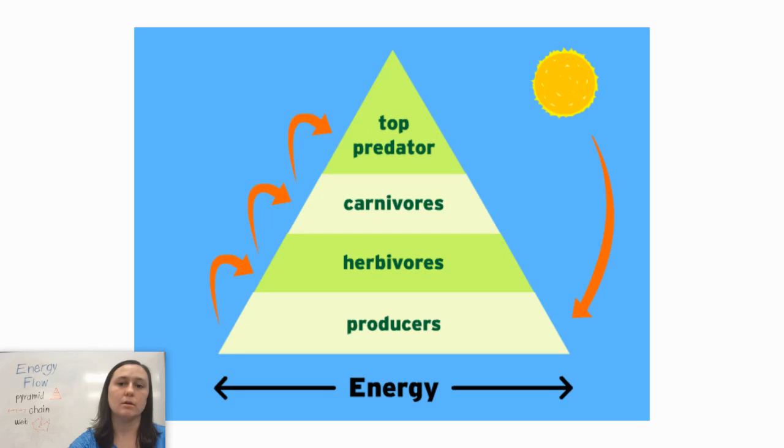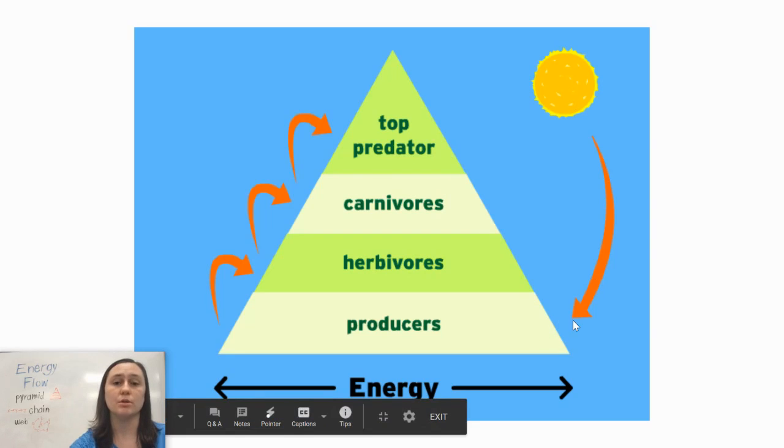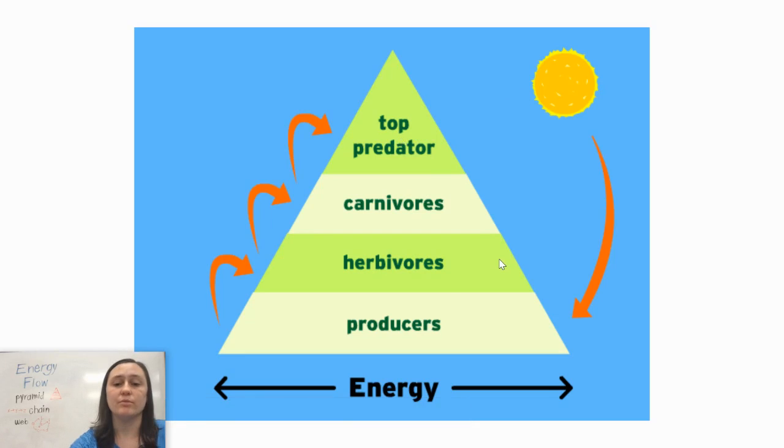or the apex predator. And that pretty much just means it's very highly unlikely that there's going to be something hunting that animal because it's so high up on the pyramid. And we'll see here the sun is giving the energy straight to the producers. But remember, we get energy from the sun. The herbivores, the carnivores, the top predator get energy from the sun by eating other things.